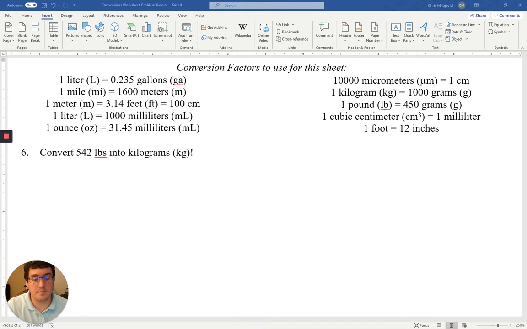Hello. As promised, I am going to work one of the problems from your homework. I thought about doing one of the easy problems, but instead I decided to skip down to problem number 6 here. Through the wonders of technology and magic, I have cut and pasted the conversions worksheet, as you can see here on the screen.